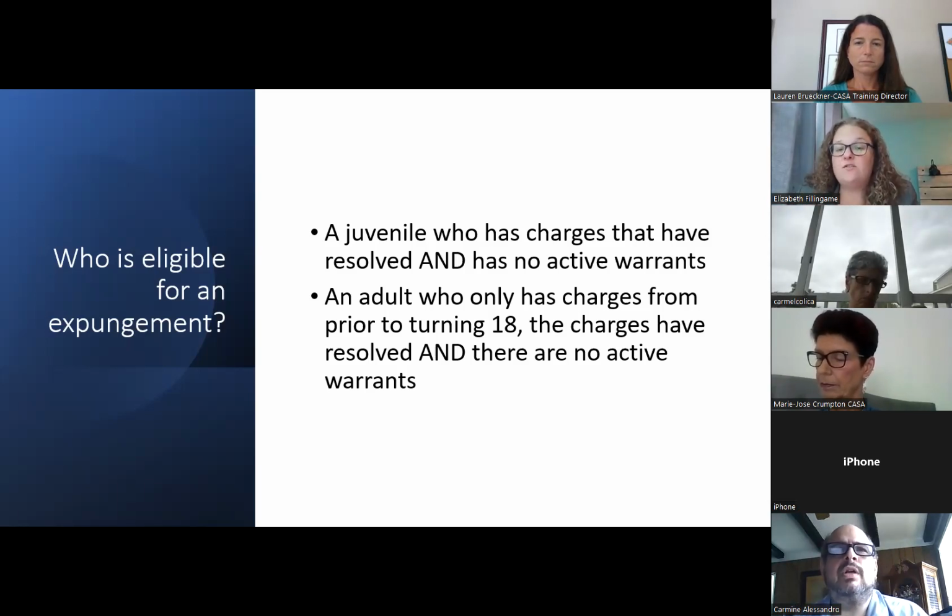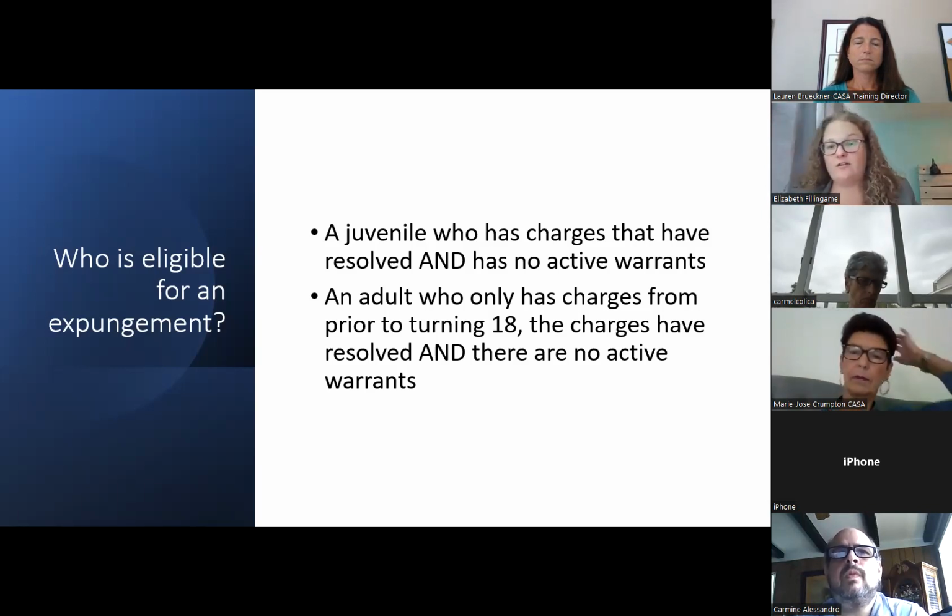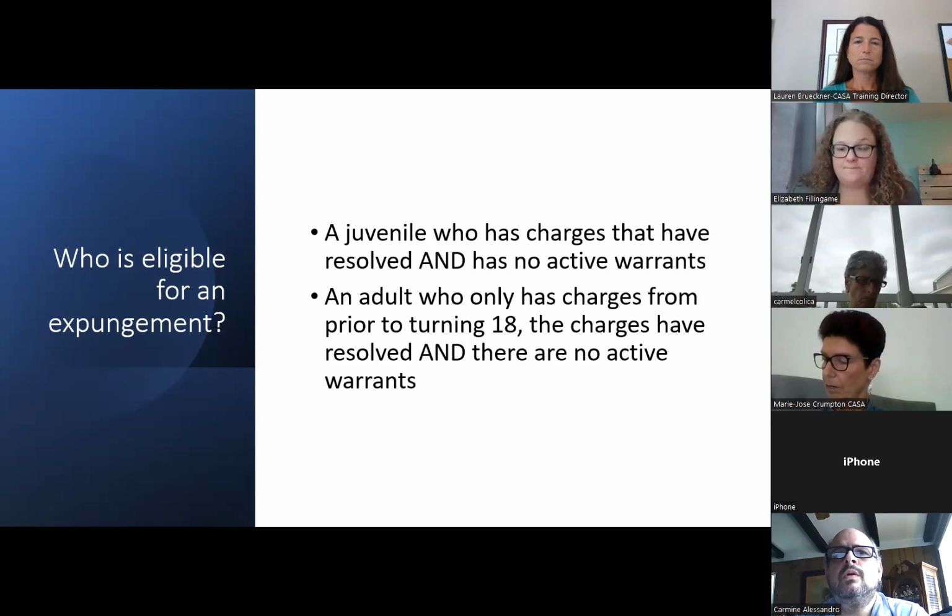And then an adult who only has charges from prior to turning 18, the charges have resolved, and again, there's no active warrants. So it is possible for an adult to qualify for a juvenile expungement if the only charges on their record are from before they turned 18.